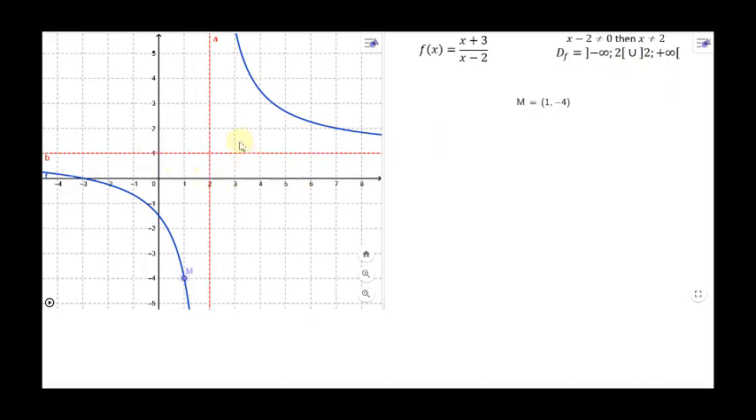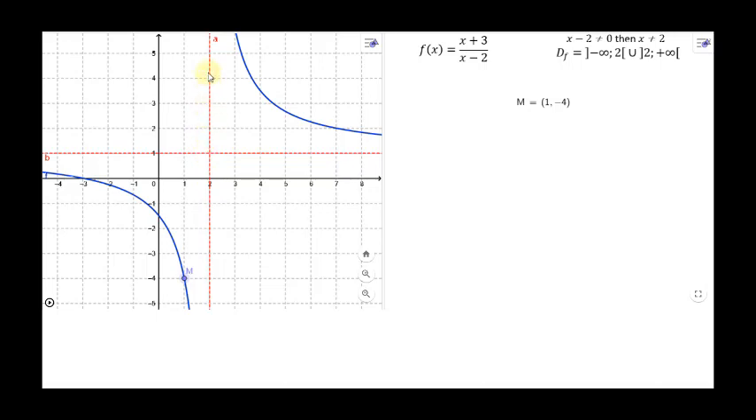But what are these two straight lines? These two straight lines are called asymptotes. This is a vertical asymptote and this is a horizontal asymptote. Let us start with the vertical asymptote. The vertical asymptote is a vertical line. And since it is passing through 2, it has equation x equals 2.